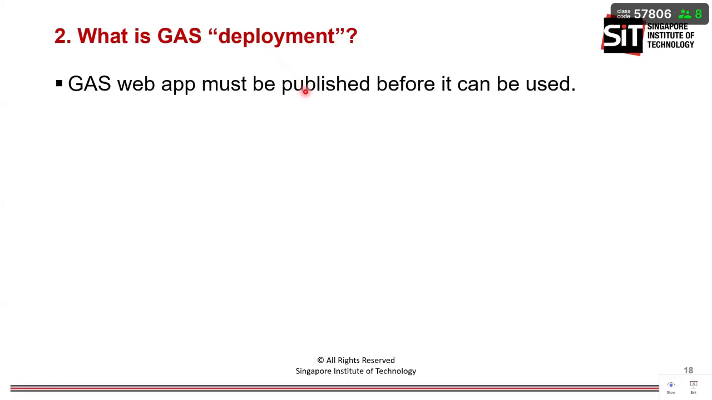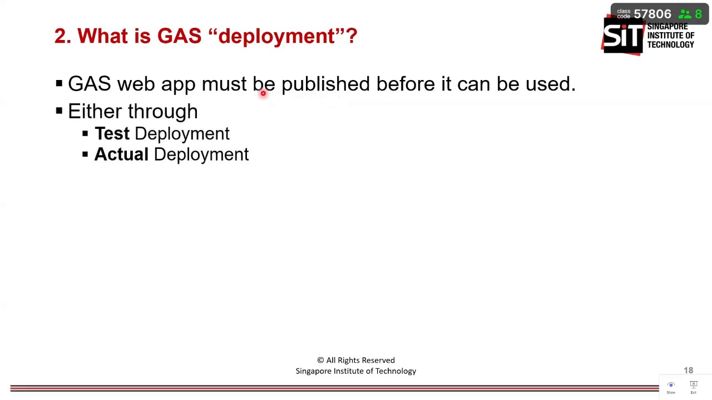So the key step to make your GAS web app available online is that it must be published. There is an action that you must do to tell Google that now you are releasing the web app to the public domain, so that whoever comes along, any web client, can access the web app. To publish, there are two options. You can do a test deployment, which is temporary, or you can do an actual deployment.